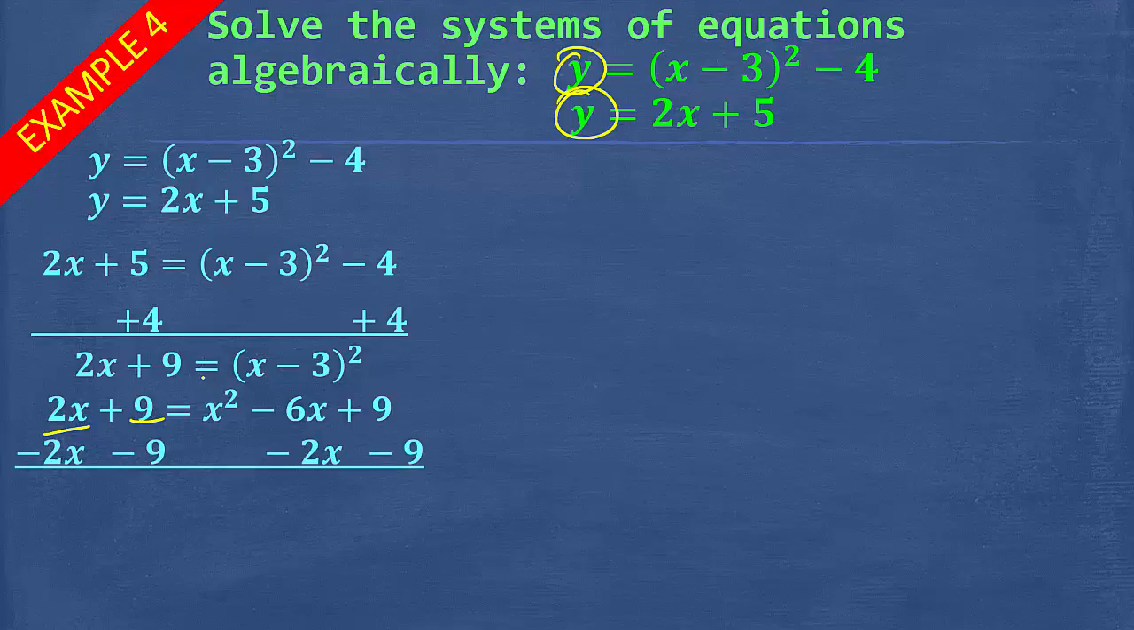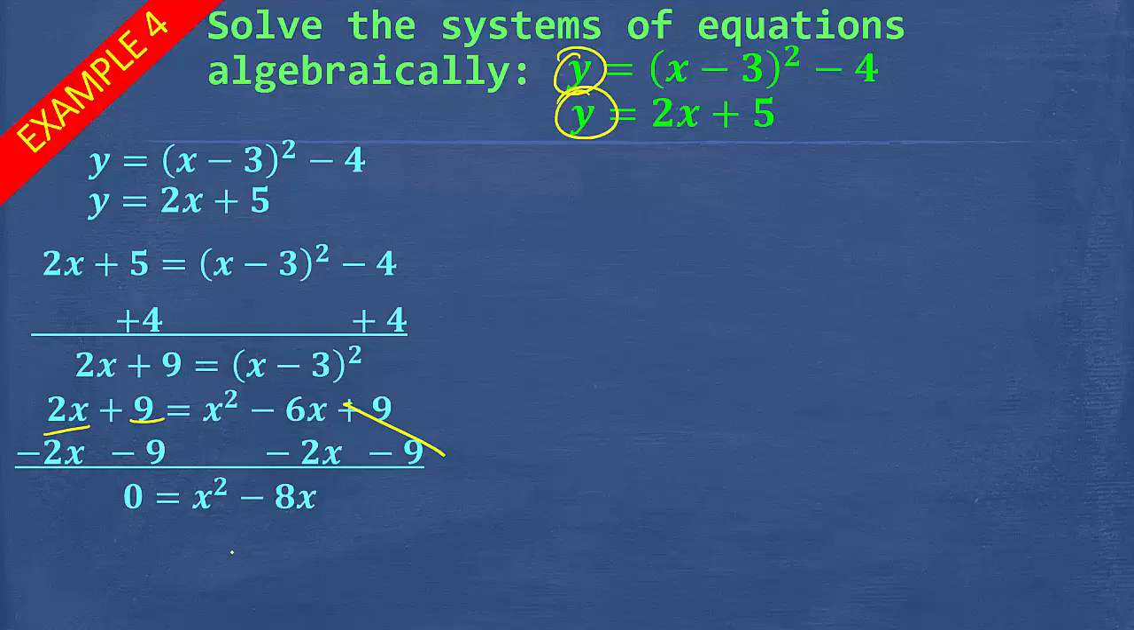We'll subtract 2x and subtract 9 from both sides, which is going to give us 0 on the left side equals x squared minus 8x, because the 9 and the negative 9 cancel out. Negative 6, negative 2x, negative 8x. And there was no other x squared.